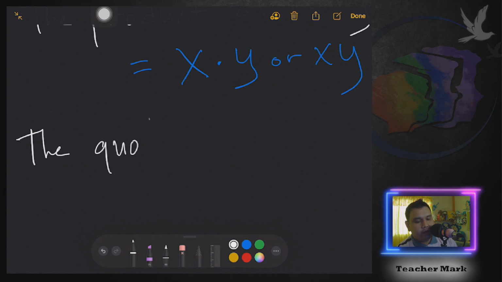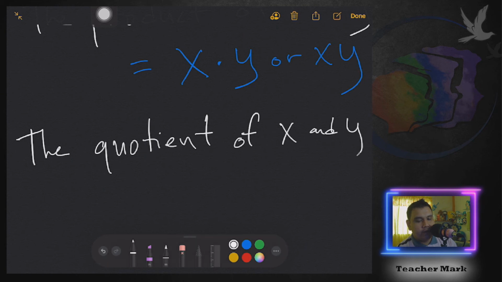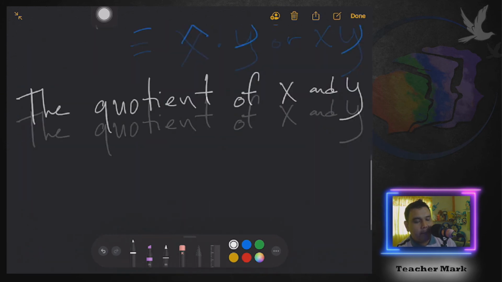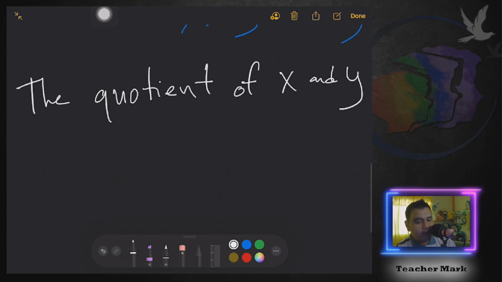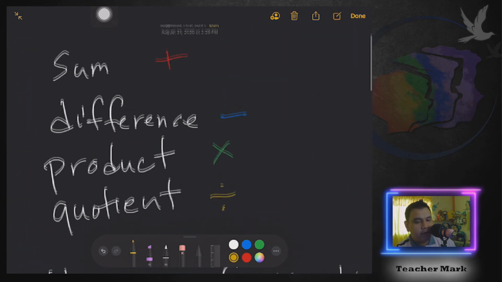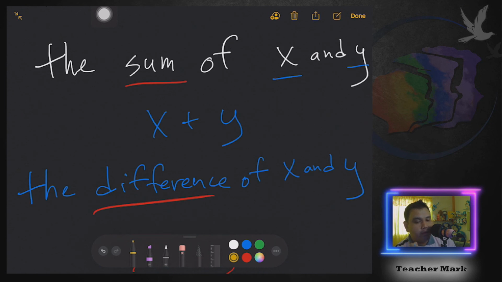The quotient of x and y. Then again, the quotient means what? The answer when we divide, which means this can be written as x divided by y. But in higher mathematics, we tend to express a division sentence as a fraction, which means x divided by y is equivalent to x over y. Again, it depends on how you say it, or on the variable that is being used.